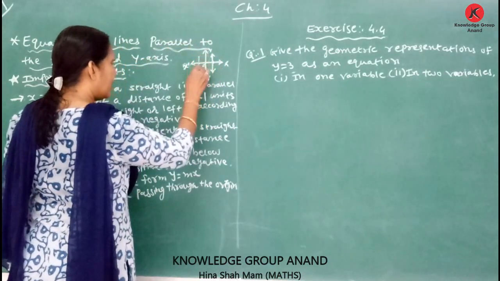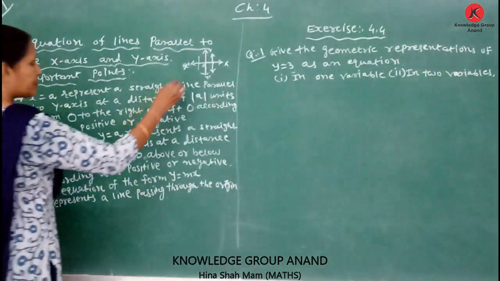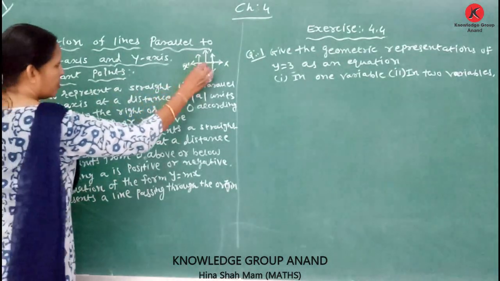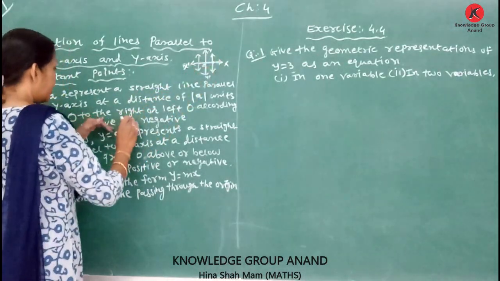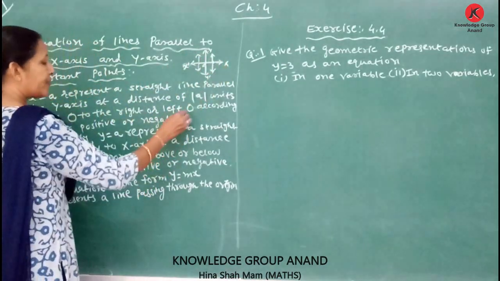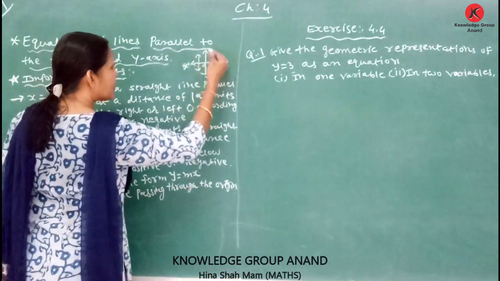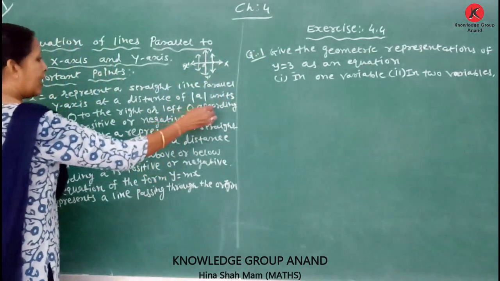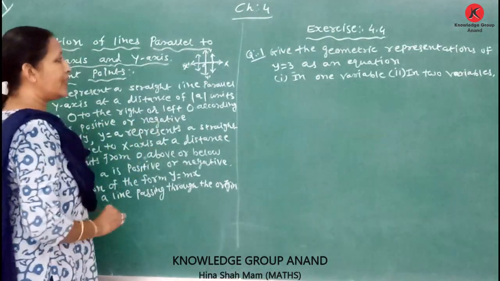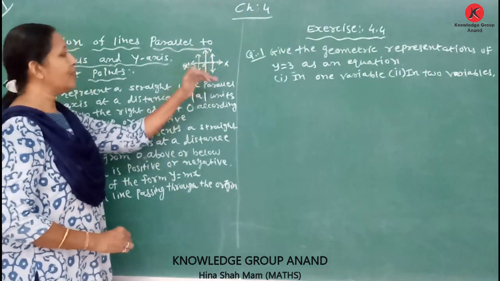Then it is parallel, at a distance of modulus a units from O, to the right or left. Suppose a is negative, then it is left. a is positive, then it is right. Left or right according as a is negative or positive. If a is positive, then it becomes like here. a is negative.